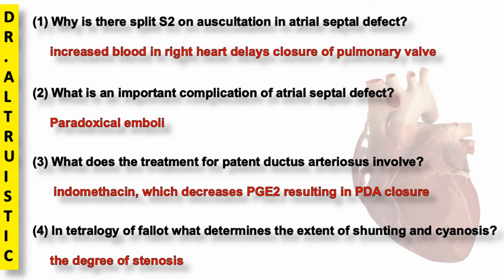3. What does the treatment for patent ductus arteriosus involve? Indomethacin, which decreases PGE2, resulting in PDA closure. 4. In tetralogy of Fallot, what determines the extent of shunting and cyanosis? The degree of stenosis.